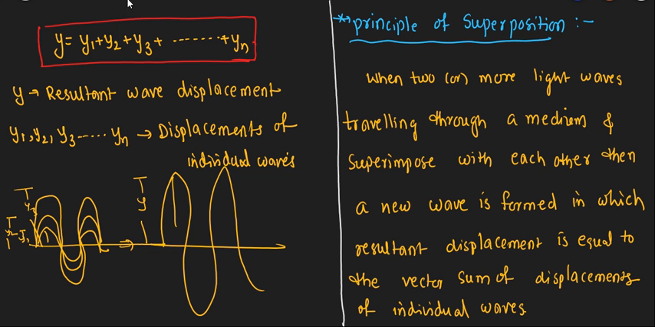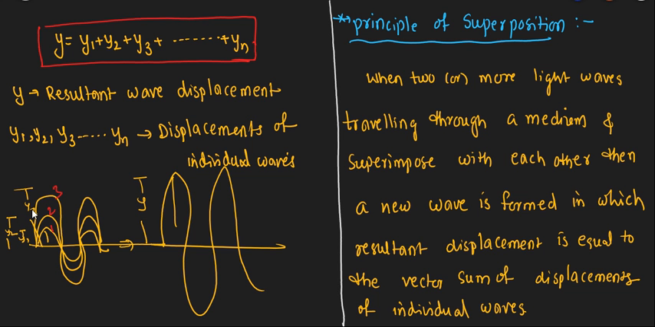You see 1, 2, 3. These three waves are superposed with each other. Then a new wave is produced right here. Then the new wave displacement is equal to the vector sum of displacements of individual waves. That is, y is equal to y1 plus y2 plus y3.